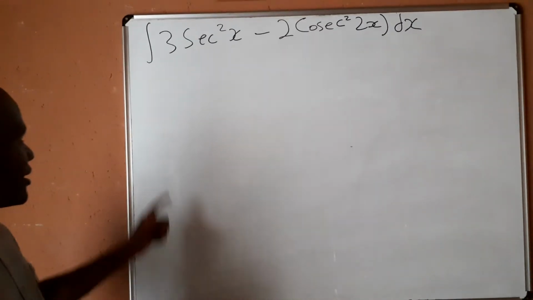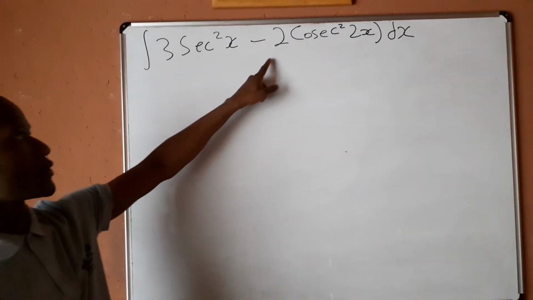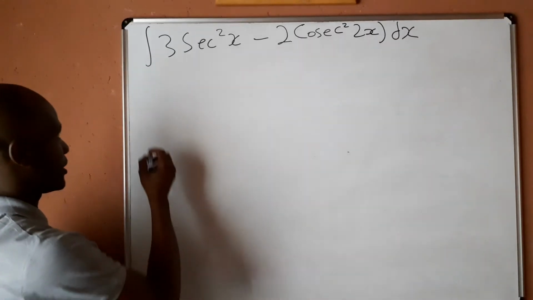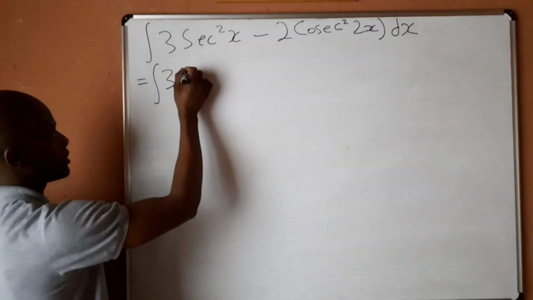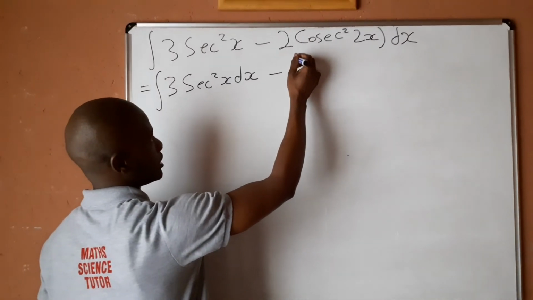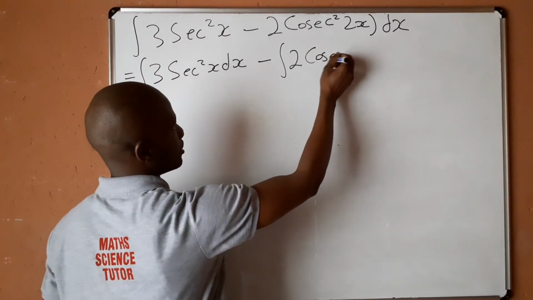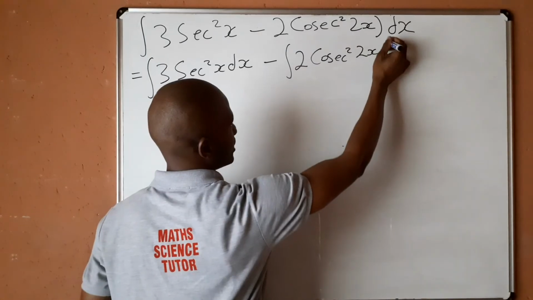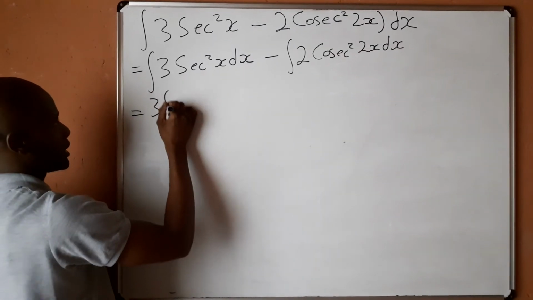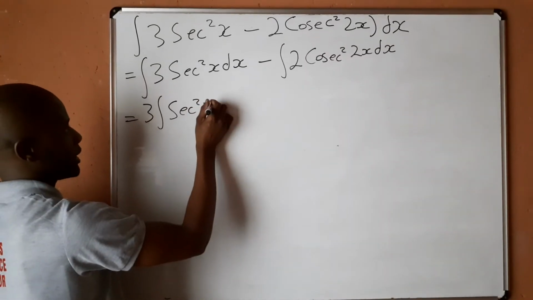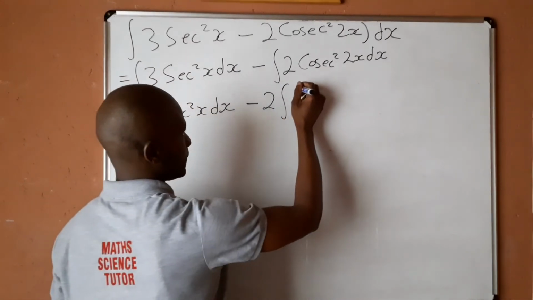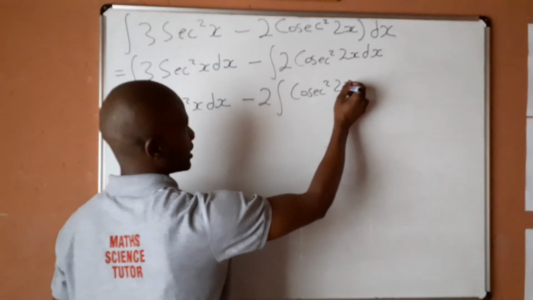So guys, let's integrate 3 sec squared x minus 2 cosec squared 2x dx. So we're going to separate, it is going to be the integral of 3 sec squared x dx minus the integral of 2 cosec squared 2x dx. Therefore we take out 3 as a common factor, it is 3 integral of sec squared x dx minus 2 integral of cosec squared 2x dx.